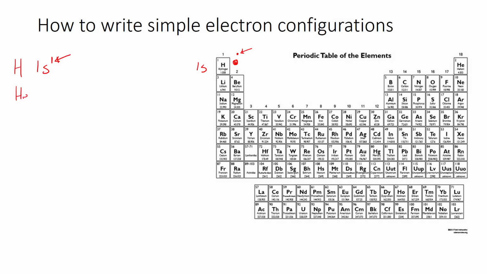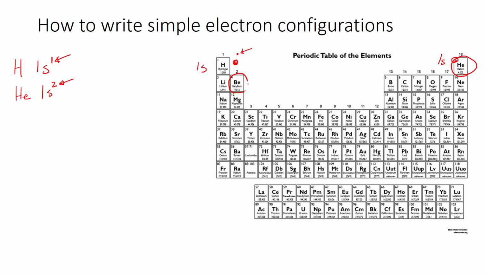To do helium, helium is right here, right next to it. It's still in the 1s, but look, it's got 2 electrons. So we just do 1s2, right? This little number tells how many electrons in total are in that subshell.